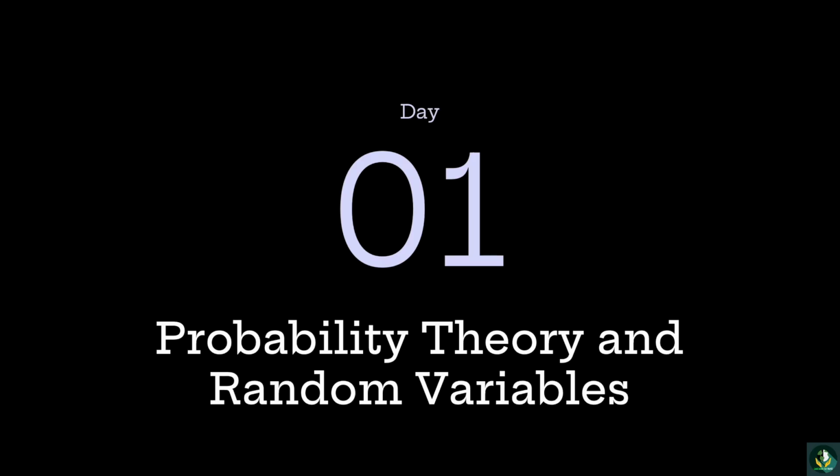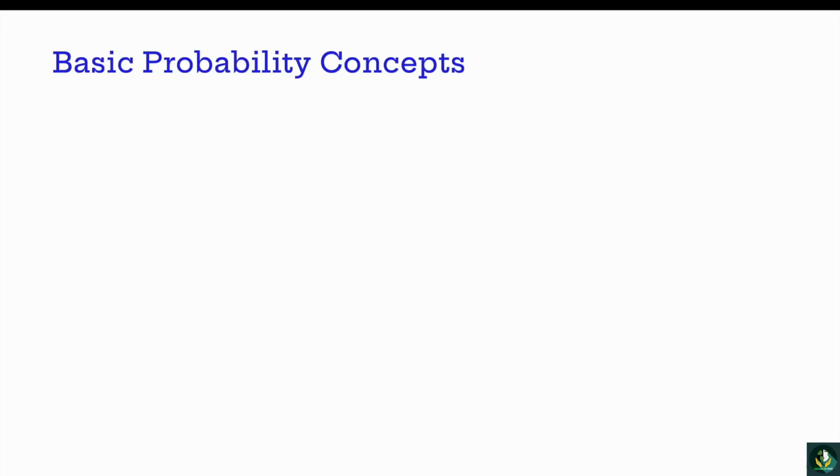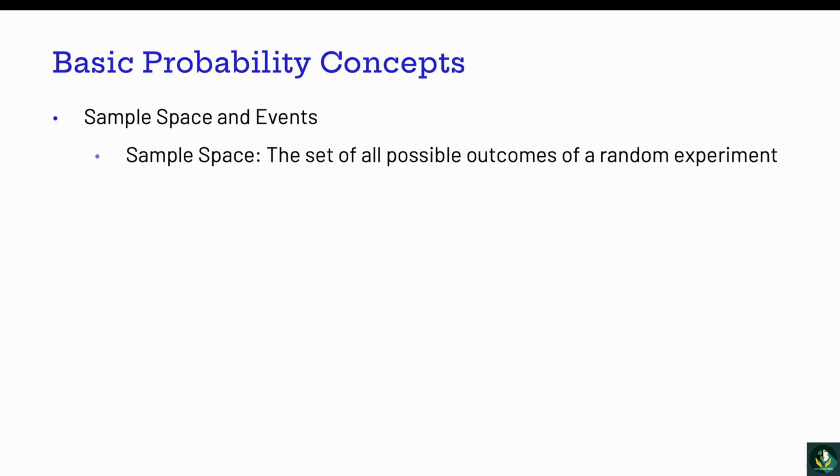Welcome to day 1 of week 4, where we're going to talk about probability theory and random variables. First, let's get into some of the basic probability concepts. We have sample space and events, where sample space S is represented as the set of all possible outcomes of a random experiment. An example in this case can be rolling a die. The sample space in this case is 1, 2, 3, 4, 5, 6, because those are the 6 different possible outcomes.